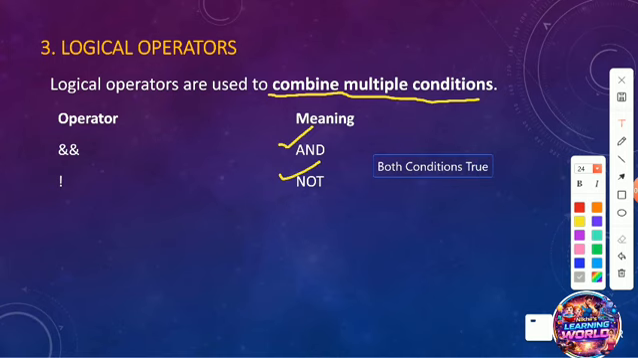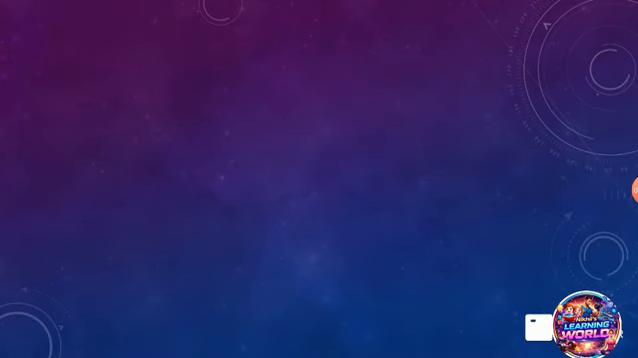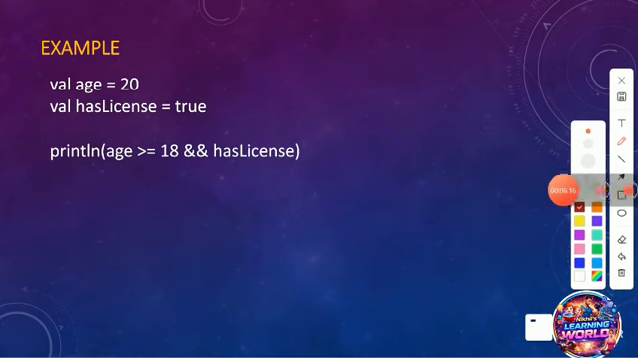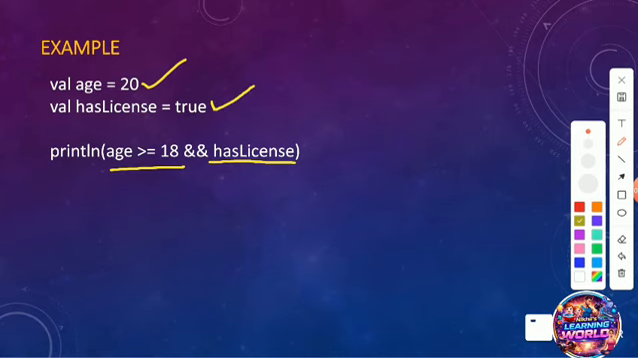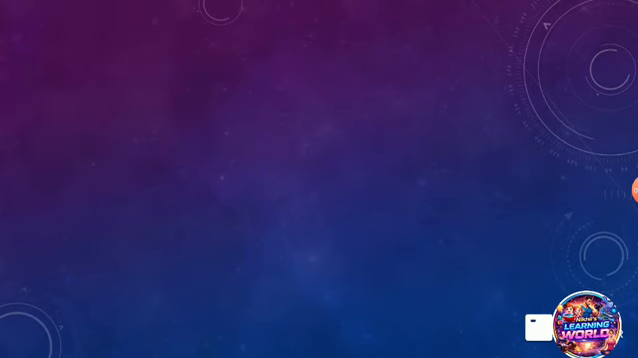For example, age equal to 20, and hasLicense is equal to true. It's a Boolean value, right? And age equal to 20 is an integer value. So we are checking that 20 is greater than or equal to 18, and hasLicense is true. The output will be true, because AND wants both conditions to be true. So 20 is greater than or equal to 18, it's true, and hasLicense is also true. So the AND operator will return true. This is an example. Hope you understand.